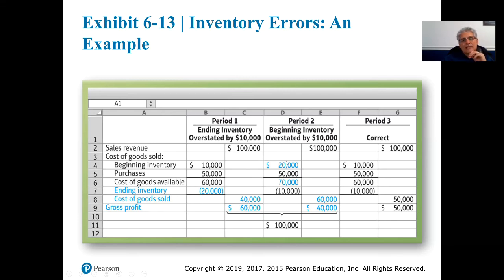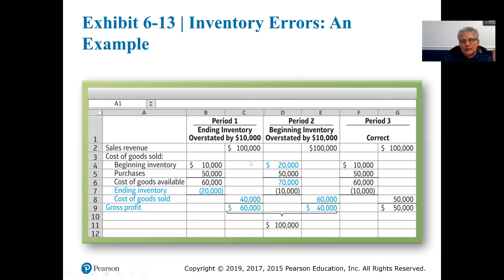As this carried over to the next period, this was overstated by 10, so that should have been 10, but it was over. So if you think about it, this should have been 10, this should have been 60. 60 minus the 10 would have given us 50. With that, our gross profit for the second period, 100 minus 50, should have been 50. So in both cases, to make it simple, the gross profit should have been 50 in this period and 50 in this period.